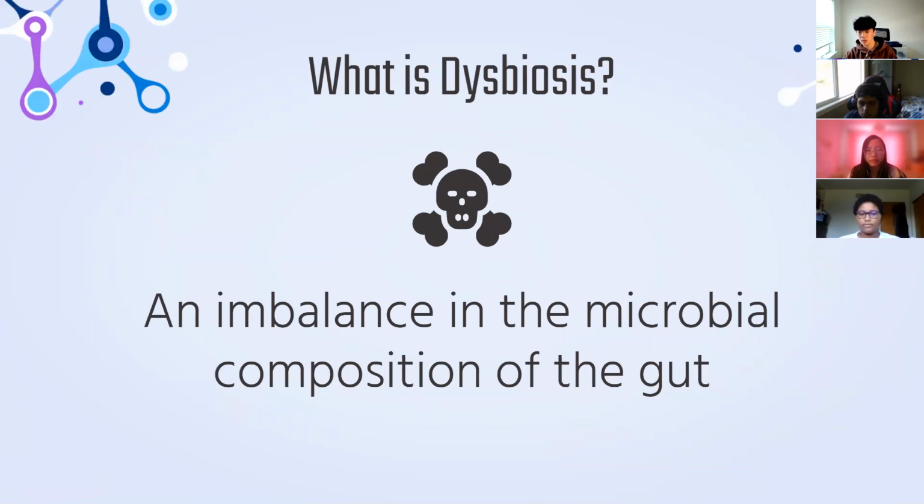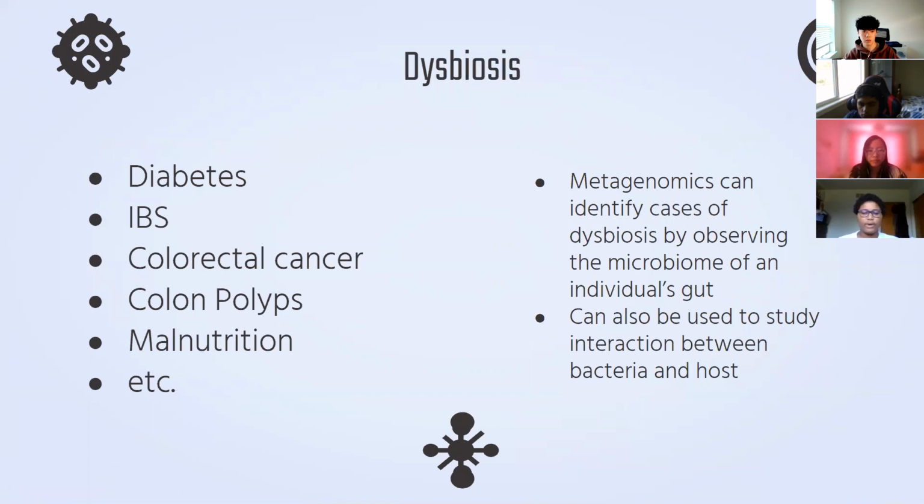What exactly is dysbiosis? Dysbiosis is an imbalance in the microbial composition of the gut. As you might be able to imagine, an imbalance of microbes can be extremely harmful to the health of the gut and often interfere with the stomach's ability to digest food properly. Dysbiosis is associated with many diseases such as diabetes, IBS, colorectal cancer, colon polyps, malnutrition, and many more.